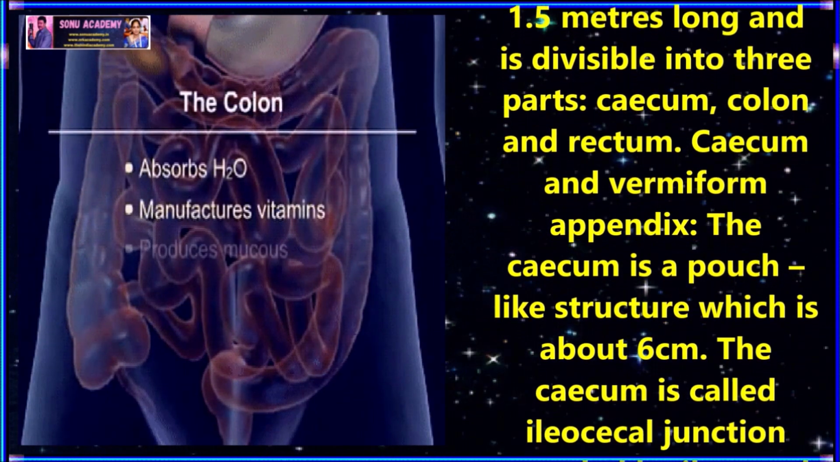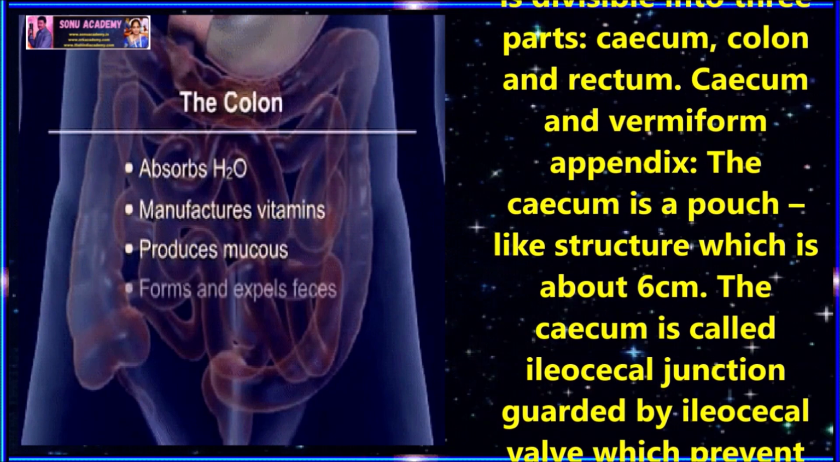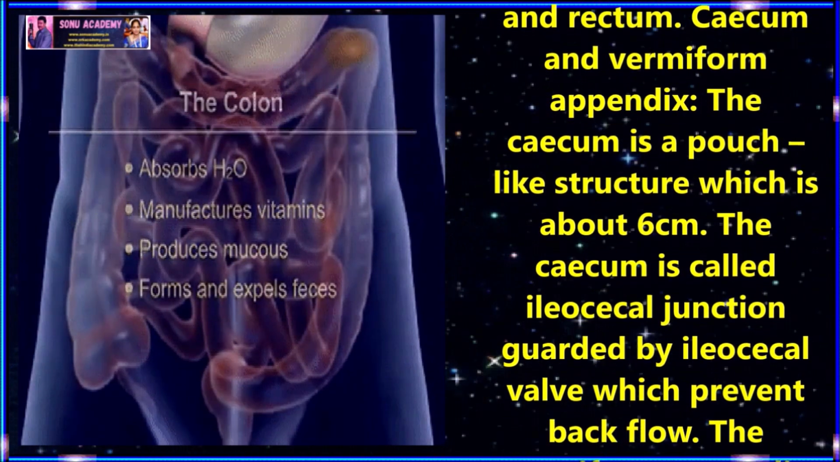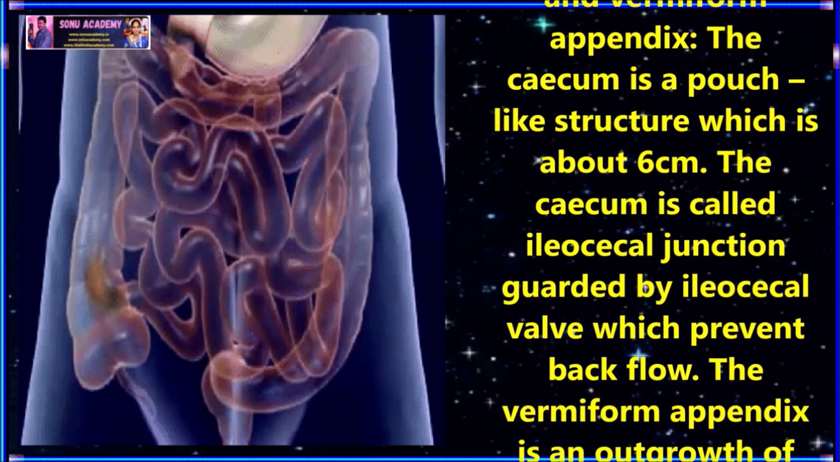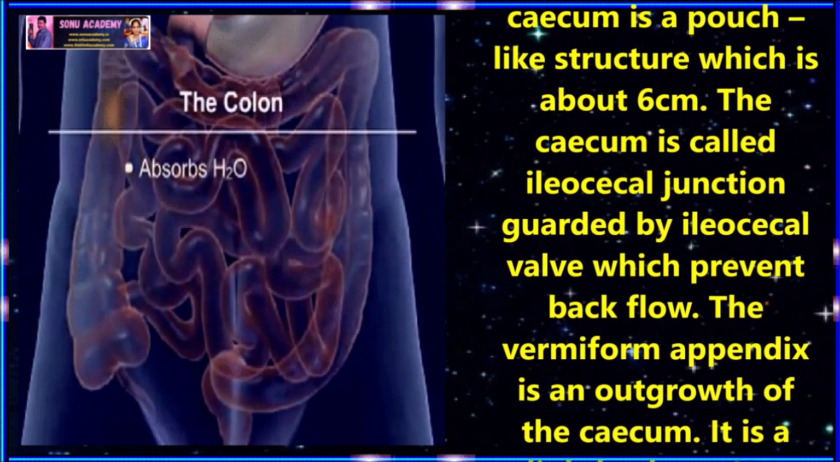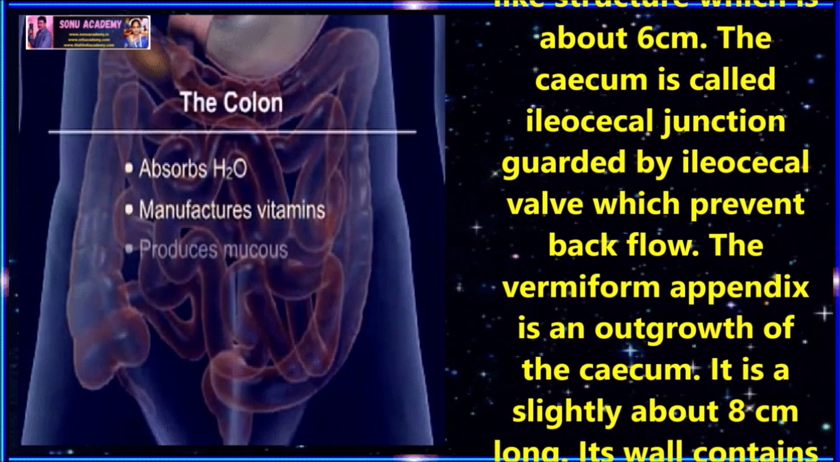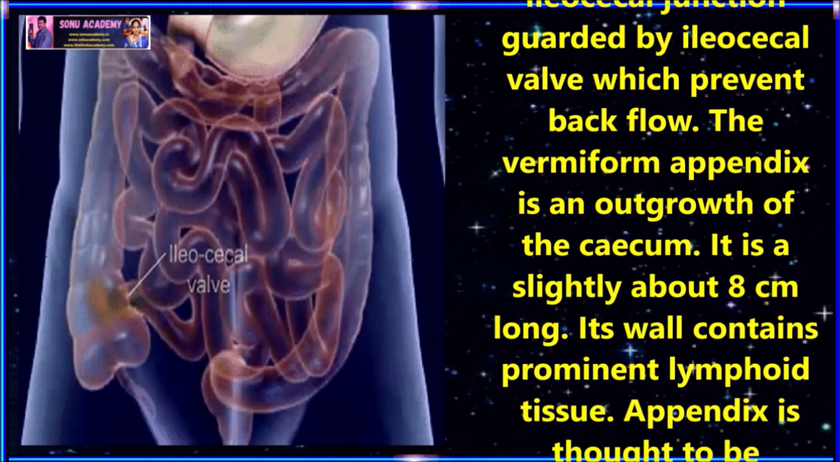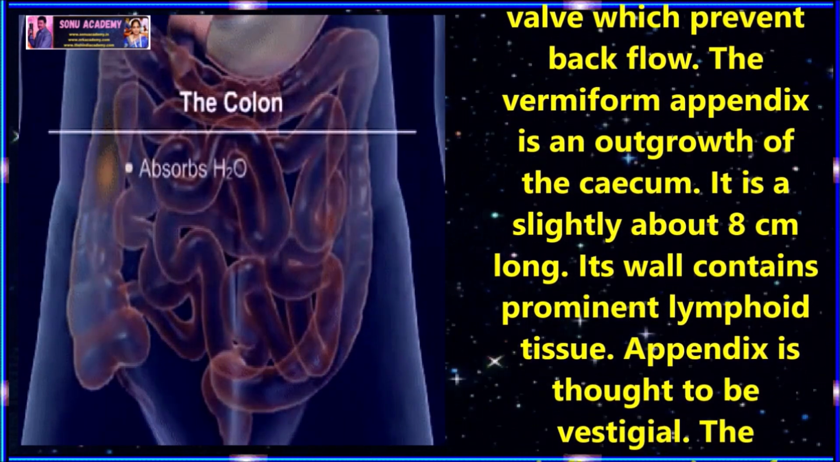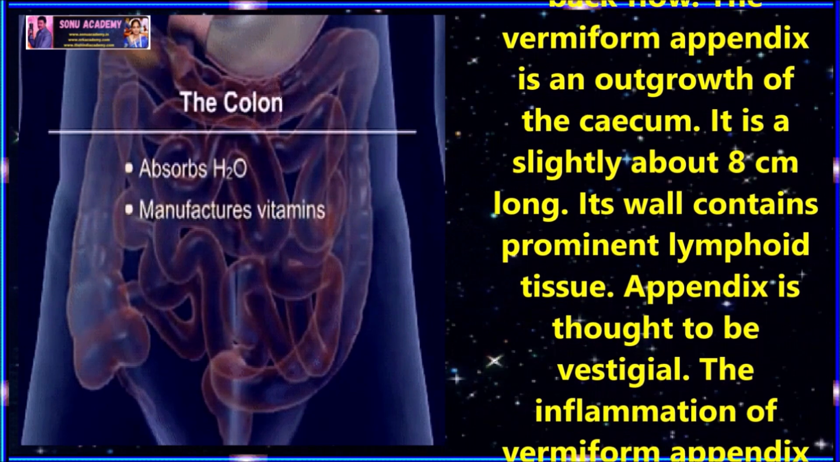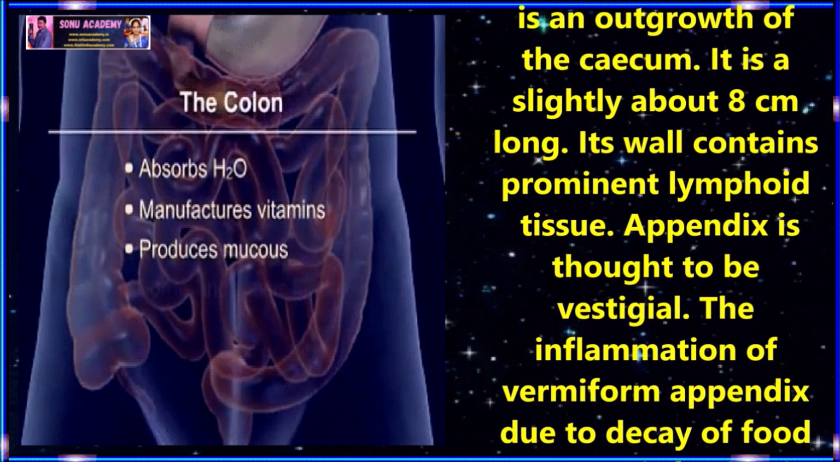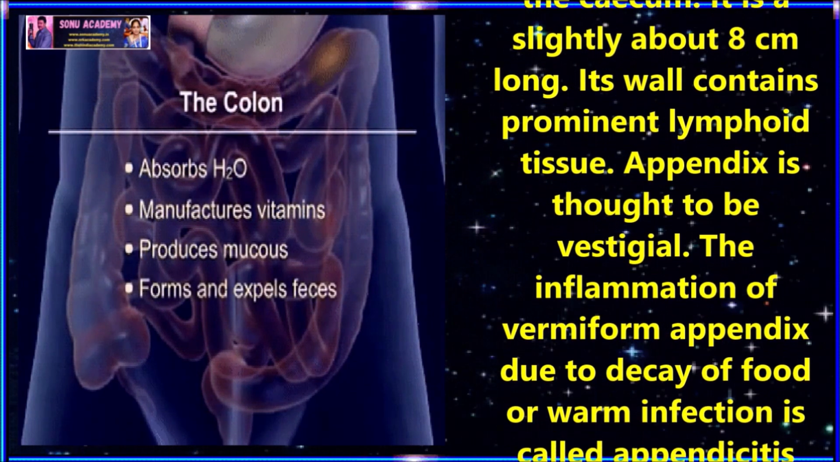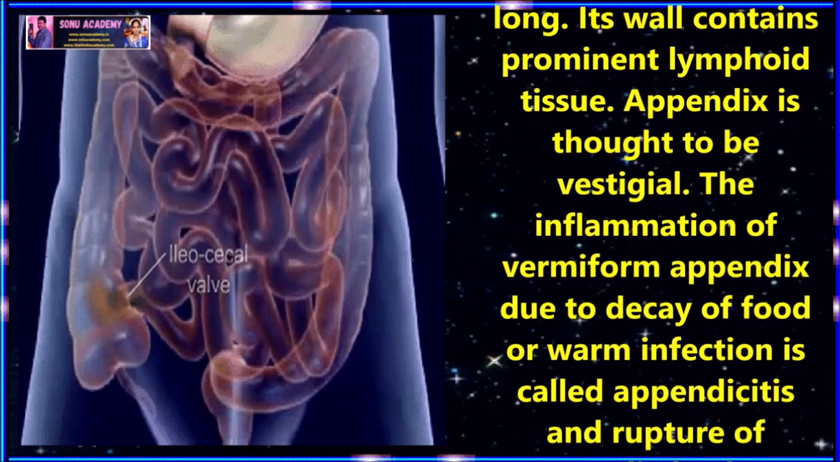The cecum is a pouch-like structure about 6 centimeters long. The junction with the ileum is called the ileocecal junction, guarded by the ileocecal valve, which prevents backflow. The vermiform appendix is an outgrowth of the cecum. It is about 8 centimeters long. Its walls contain permanent lymphoid tissue. The appendix is thought to be vestigial.